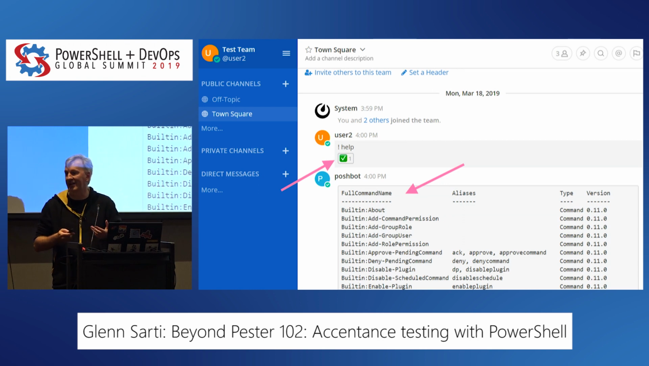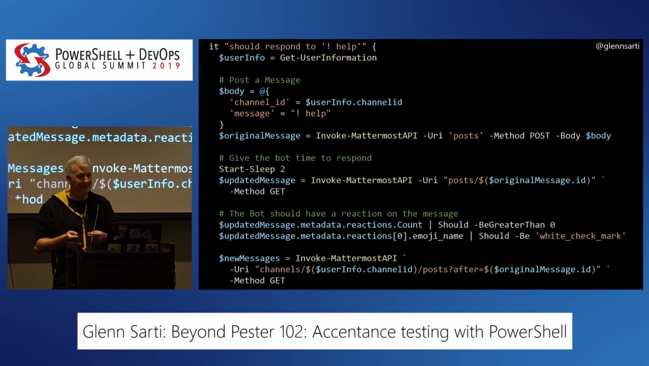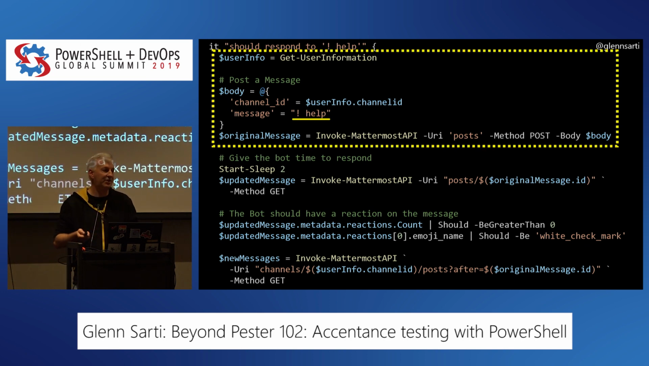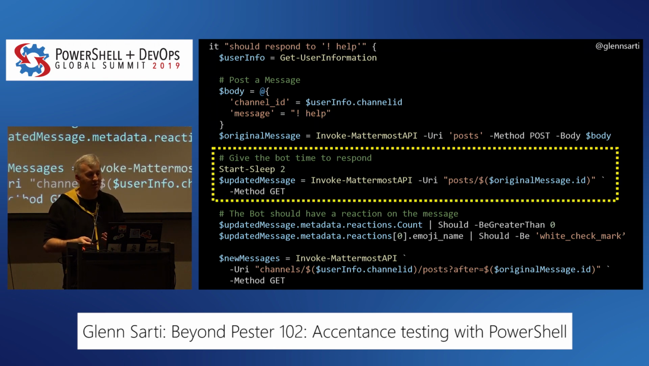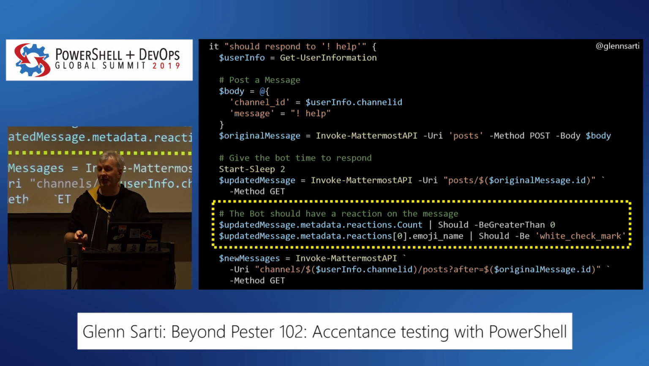We can turn this workflow into an acceptance test. This is the equivalent in Pester code. First, we get some information about our test user, what channels it has, tokens and things like that. We then craft a message to the Mattermost API submitting the message, !help. We then wait a few seconds and query Mattermost to give us information about the message I just sent. And now we can actually start our assertions. That little tick box was a message reaction, so we can check that the updated message actually has at least one reaction, and that the reaction is what we expect, white check mark.